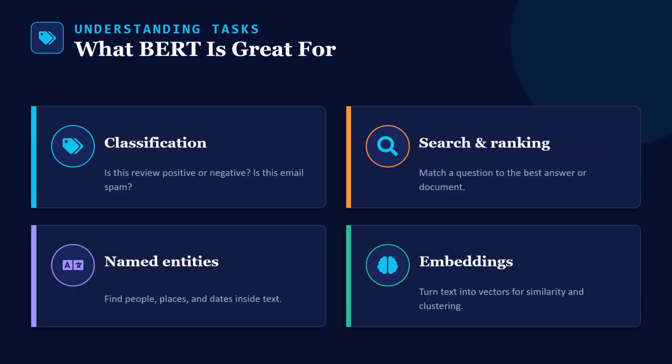So where do you actually use BERT? Anywhere you need to understand text rather than write it. Classification, like deciding if a review is positive or negative, or if an email is spam. Search and ranking, matching a question to the best answer. Finding names, pulling out people, places and dates from a block of text. And embeddings, turning text into numbers so you can measure how similar two pieces of writing are. If the job is about understanding, sorting or judging, BERT and its cousins are a strong choice.